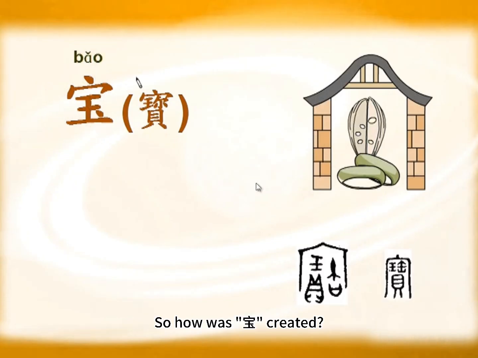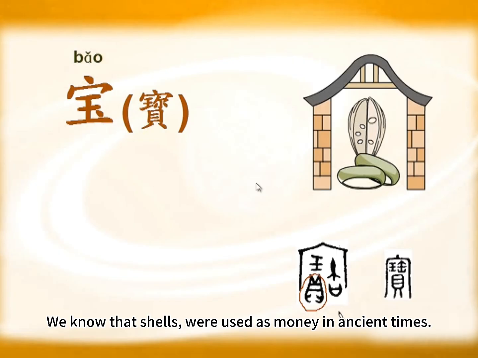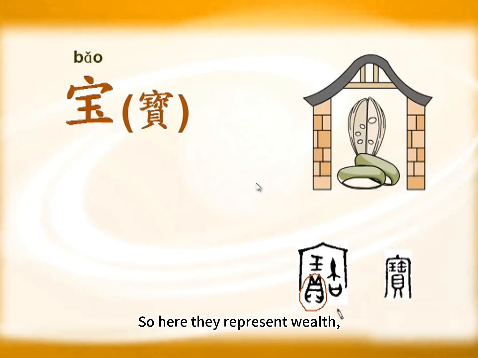So how was 宝 created? Look at the original form of 宝. On the top is a house. Inside are shells. We know that shells were used as money in ancient times. So here they represent wealth, representing money. And yu refers to jade objects. Enfo, ceramic utensils.